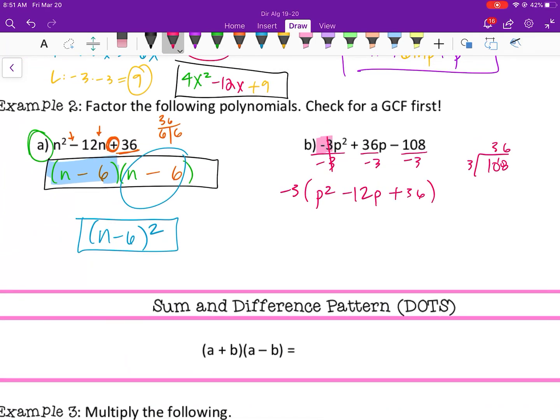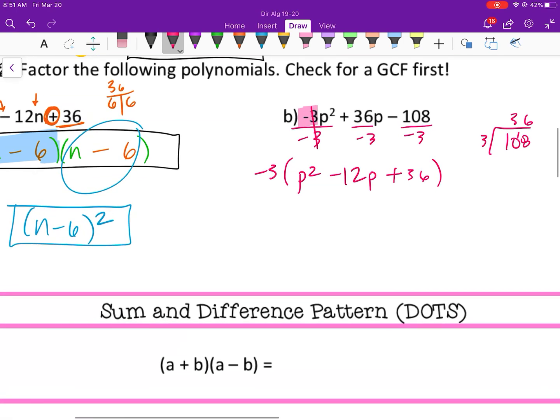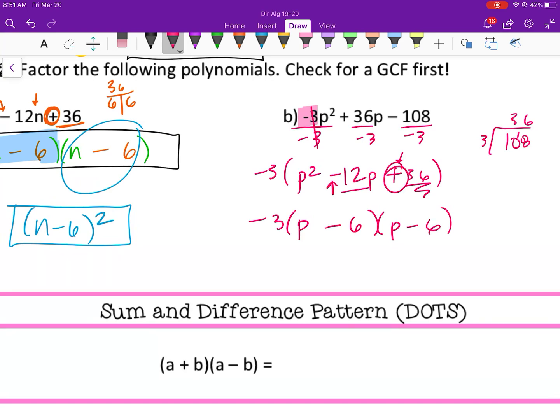And then look at that. It's almost the exact same as example A, just with different variables. Well, that's okay. So we have a negative 3, and we set up our parentheses. We have p and p, numbers that multiply to 36 and add to 12. Well, we said that's 6 and 6. Signs are the same. They are both minus.